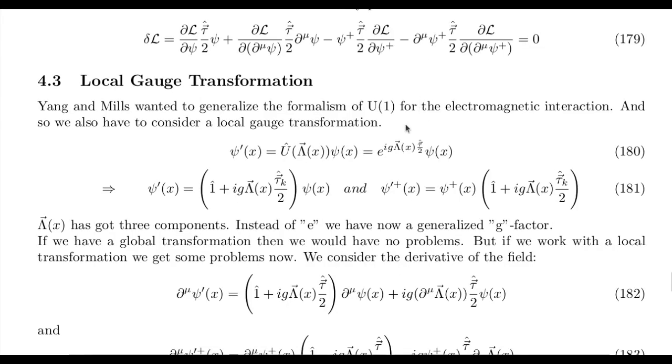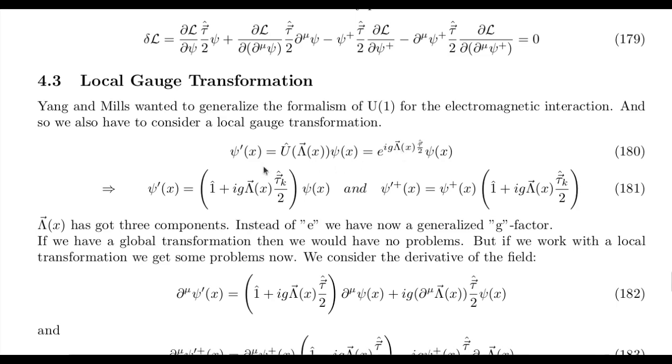In analogy to the U1 group, we have to consider now a local gauge transformation. That means we have the parameter lambda here, which is dependent on the space-time coordinates.